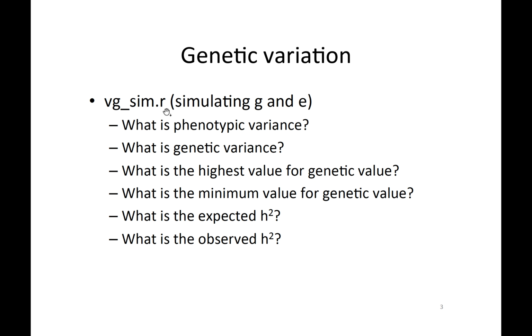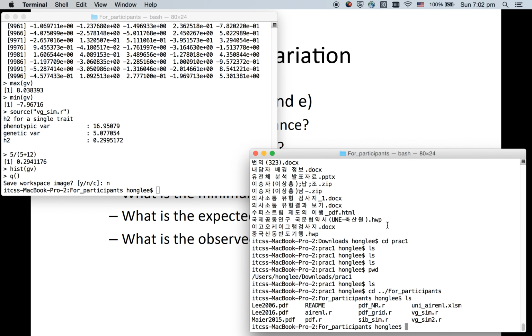So the first practical uses VG, which represents the genetic variance, and SIM is a simulation. This is a simple simulation for genetic variance and residual variance, and the sum of them is the phenotypic variance. So the first question is, what is phenotypic variance? Before going into this practical, we can have a look at what the code looks like. The code name is VZ.